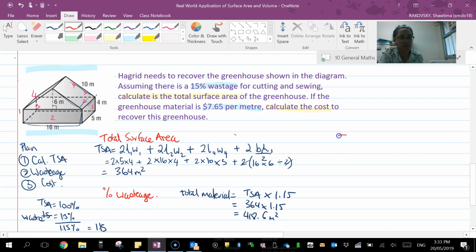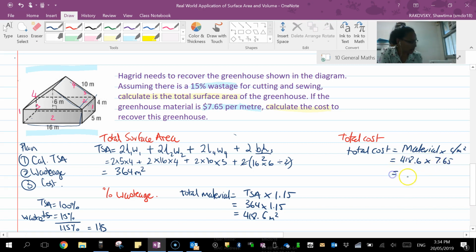Once I've got my wastage, I'm going to now work out my cost. So calculate total cost. And that's going to be total cost equals materials times the cost per meter squared. And that's going to give us 418.6 times $7.65, and that will give us a grand total of $3,202.29. So that's our total cost.